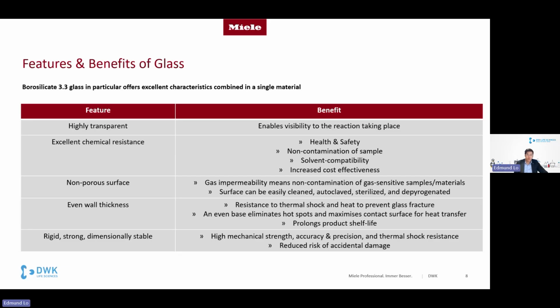It's got excellent chemical resistance. It's impermeable to gases, which is extremely important to some applications in chemistry, where you have materials that are sensitive to gas. Glass, especially borosilicate 3.3 glass, has very good thermal shock resistance owing to the low COE that we talked about earlier, but also an even wall thickness if manufactured correctly. So the evenness of the wall is really important as well.